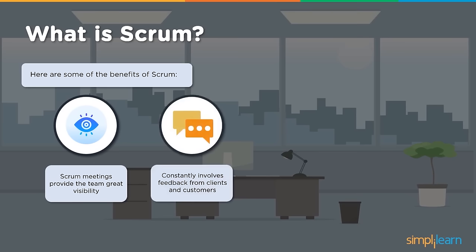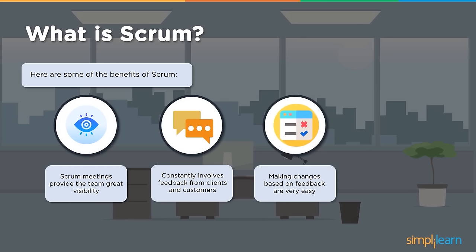Scrum constantly involves feedback from clients and customers. As I mentioned earlier while discussing Agile, active involvement of the customer is very essential. The customer should give feedback whenever a working piece of the application or product is delivered. Only then do we know whether the product or module created has the features and functionality that fulfill the requirement. Making changes based on feedback is very easy because everyone is informed and aware of what is being changed and what needs to be changed.